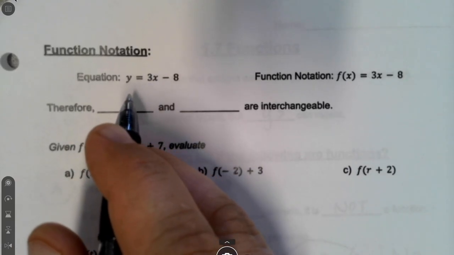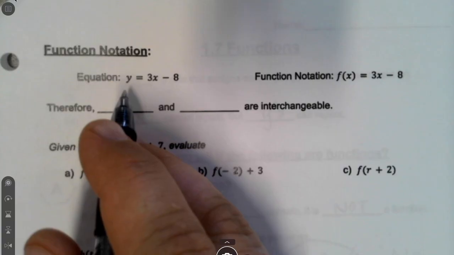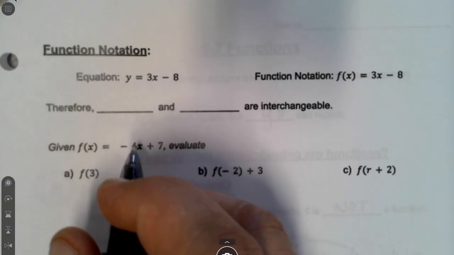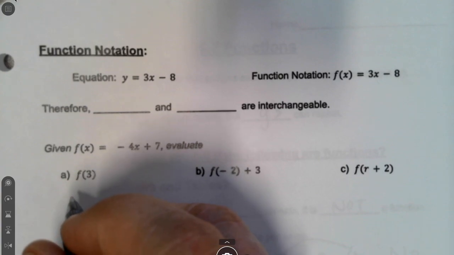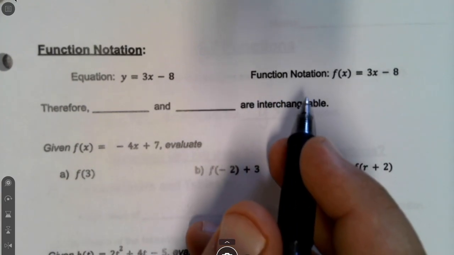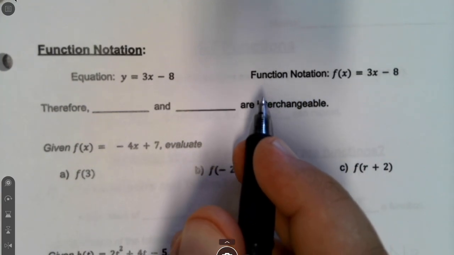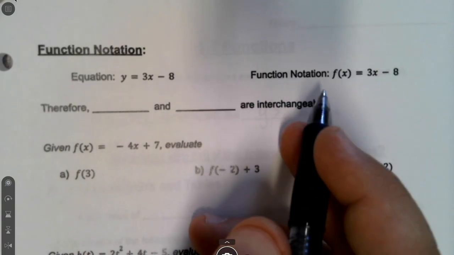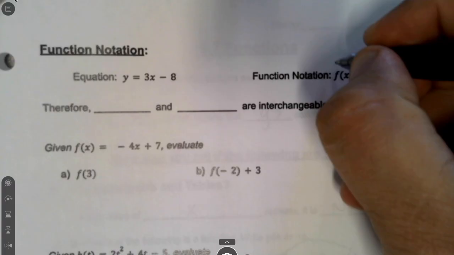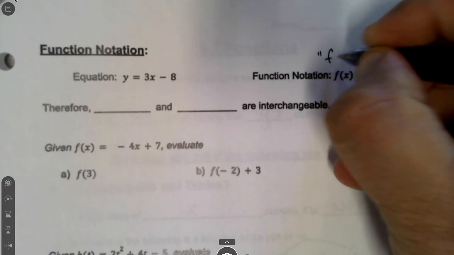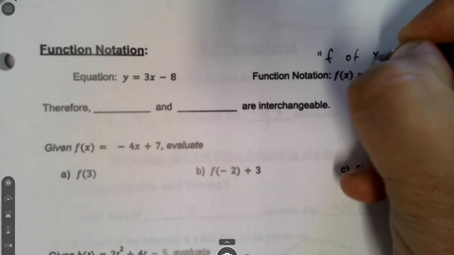So you, in your math career so far, have more often used this form for an equation: y equals whatever with x and some numbers. With function notation, when you're writing it as a function, instead of y, you use f of x. Now, this is said f of x.